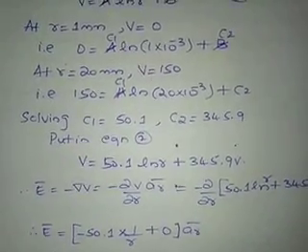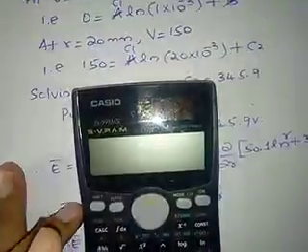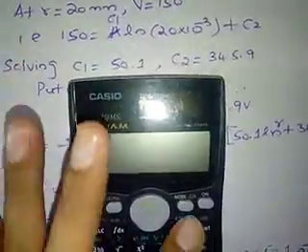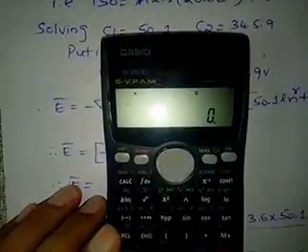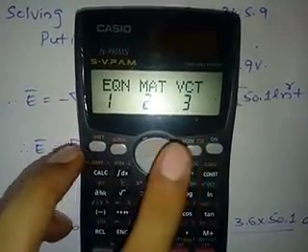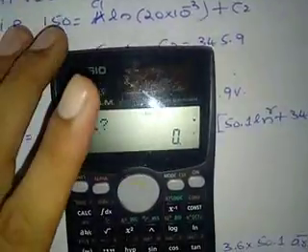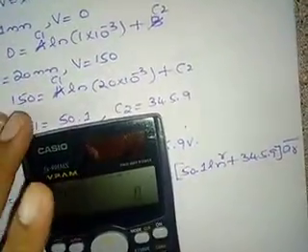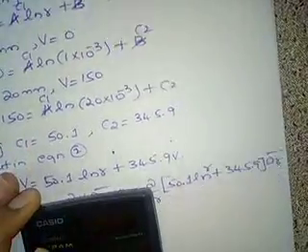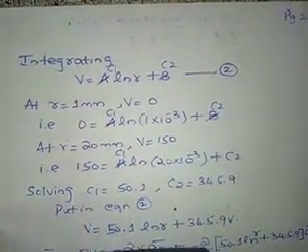solve the simultaneous equation. So if you want to solve the simultaneous equation, you have to put the calculator in the mode, press the mode, right? Press the mode. Then equation is 1, 2 unknowns. We have 2 unknowns, right? So we have two equations.